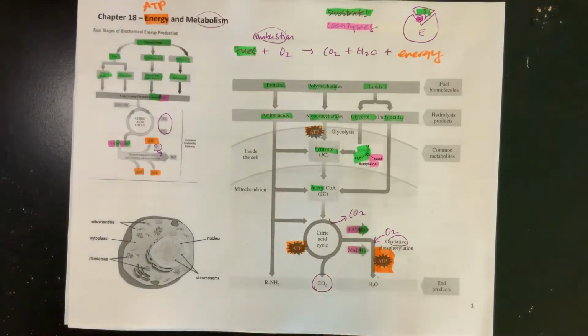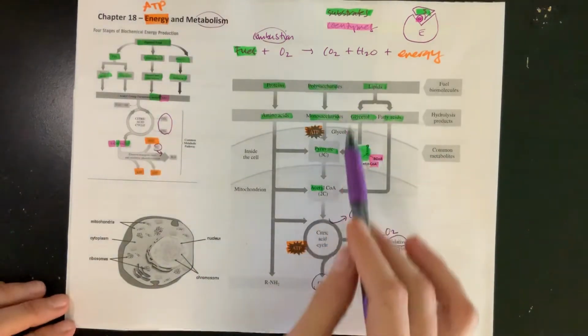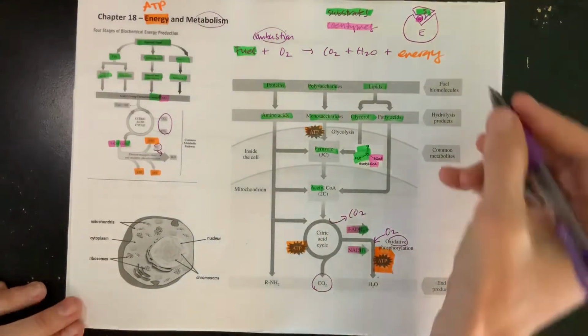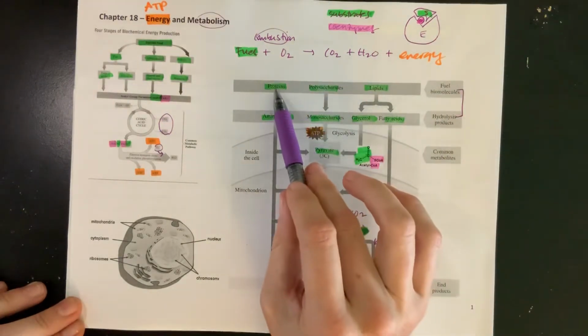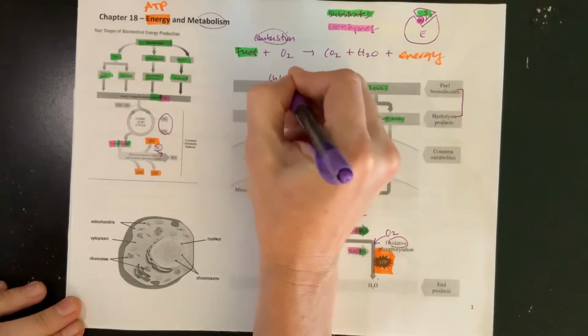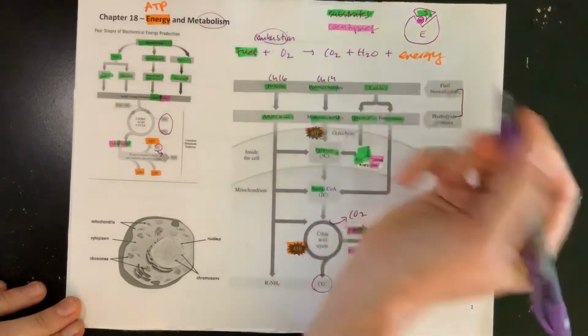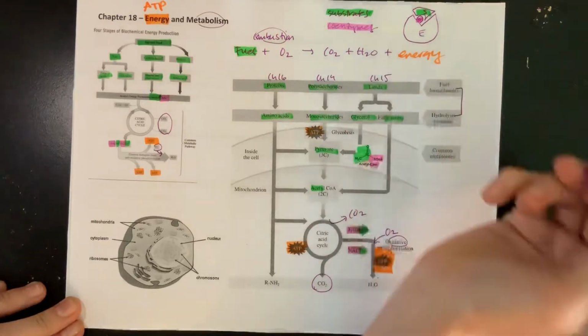So let's take a look at just what the different stages are here, and I'm going to work off this picture because it's a little bit bigger. So stage 1 of metabolism is going to be this step here, where some of these groups we've seen before: chapter 16 proteins, chapter 14 polysaccharides, chapter 15 lipids.